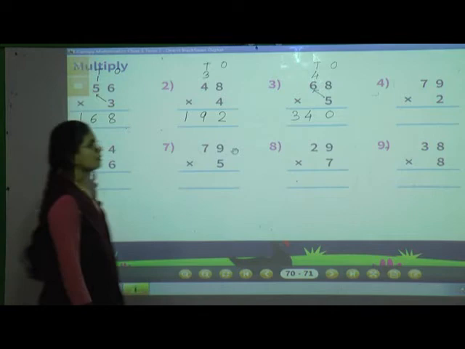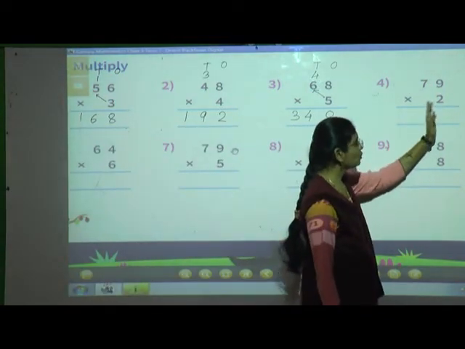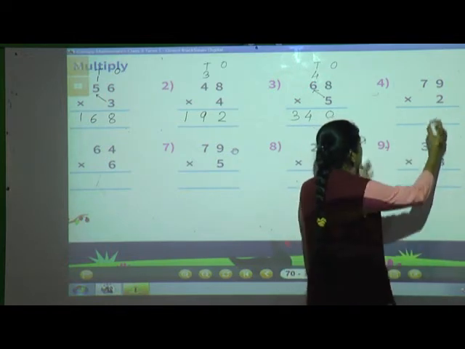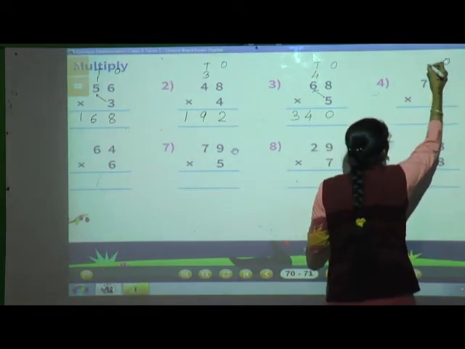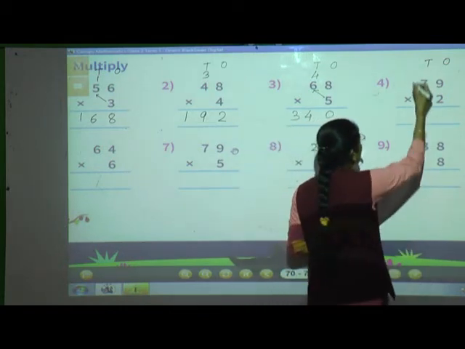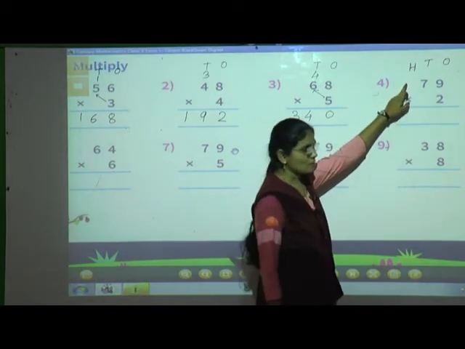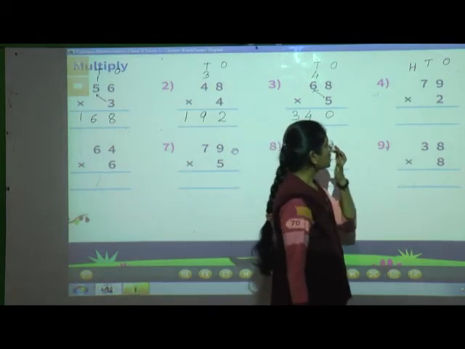In the fourth example, the numbers are 79 into 2. Write the places as it is a 2-digit number. This is ones place, this is tens place. Okay. Now here the answers are coming in 3 digits. So we can write here H also. H stands for hundreds.